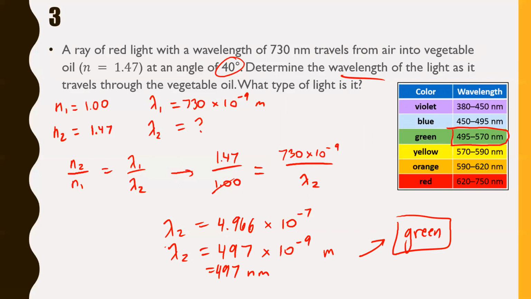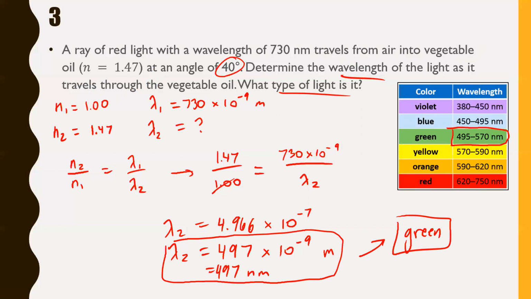There we go. So that would be your answer for your wavelength as well as what type of light it is. Now, just in case you're wondering, because even when I saw this question, I was like, that just doesn't sound right. If you beamed a red laser into vegetable oil, is it really going to turn green? Well, I'm sure none of you are surprised by this, but I actually gave this a try. I have a little red laser here in my apartment, and I gave it a try with some vegetable oil I had.